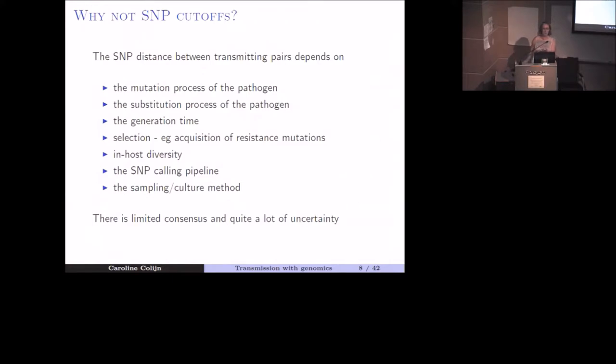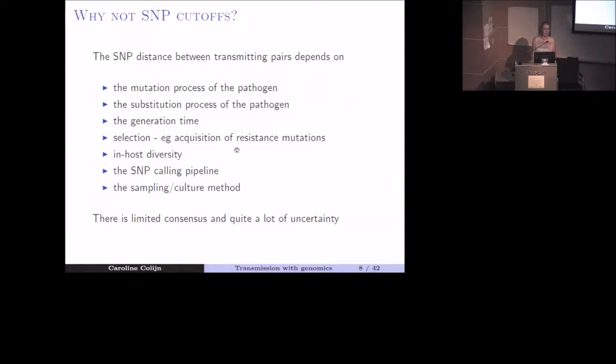Then you have whether that diversity becomes a substitution that gets detected in your data. So that's two lines here, and it's a whole complex set of assumptions and processes. You have your time elapsed between being infected and infecting someone else, so how long is the opportunity for these processes to happen. You have your selection.